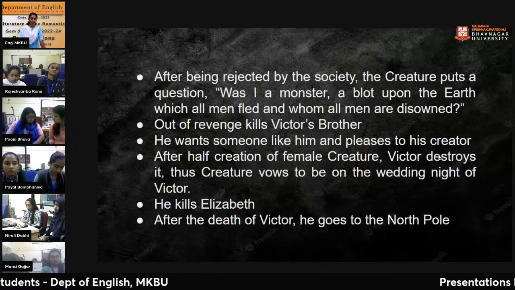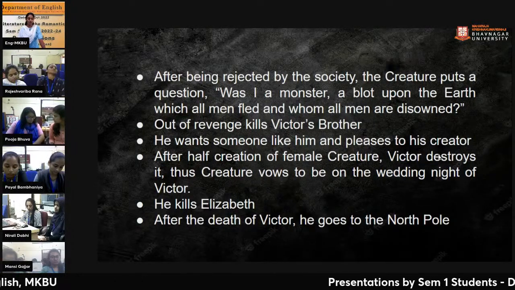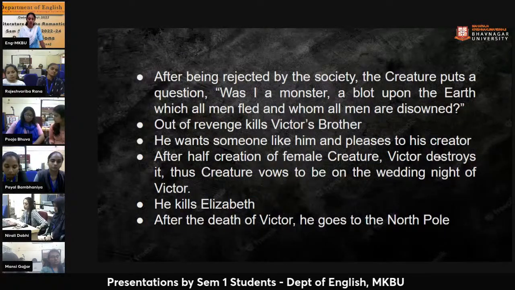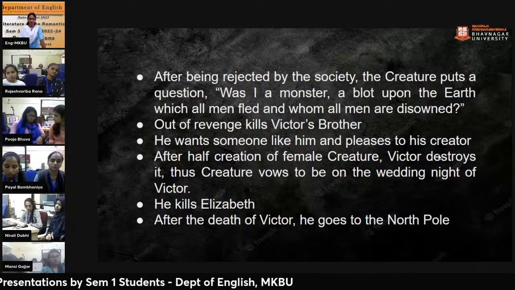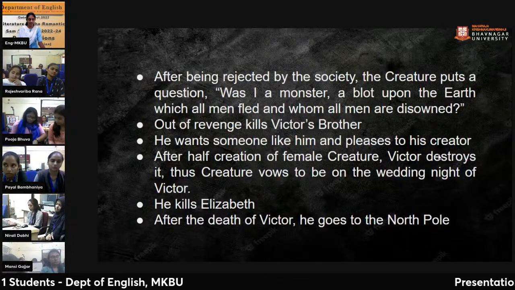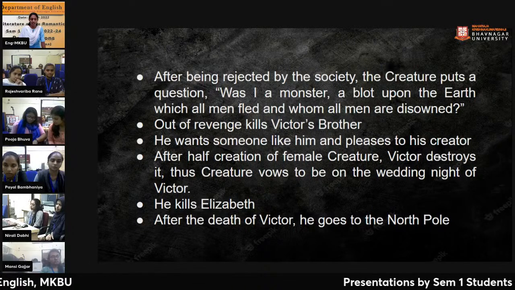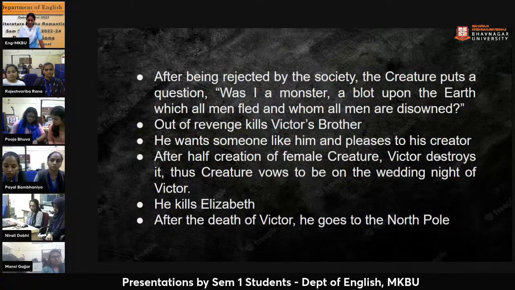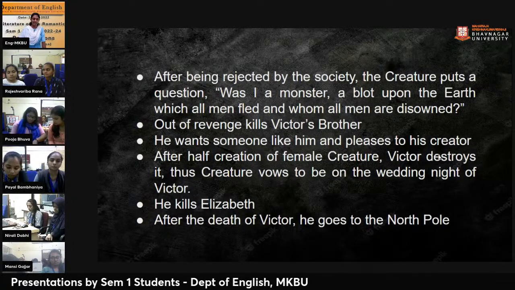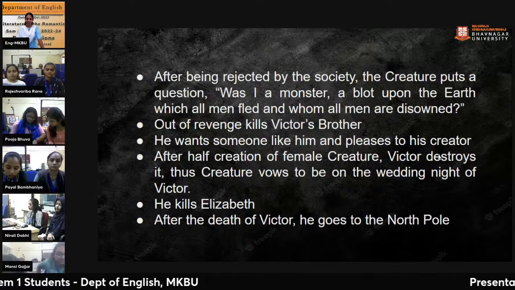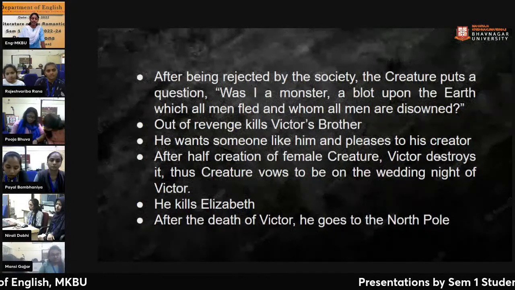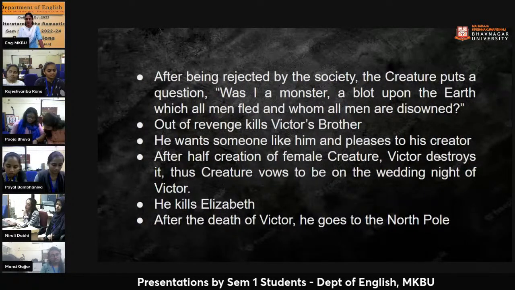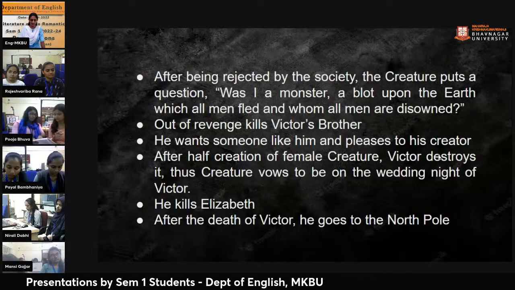But after the creation is half done, Victor destroys it because of its disastrous outcomes. And after he destroys the female monster, the creature vows to be there on the wedding night of Victor. So on the wedding night, he kills Victor's wife, Elizabeth. And after the death of Victor, he goes to the North Pole. Now, no one is there who belongs to him or who has created him.